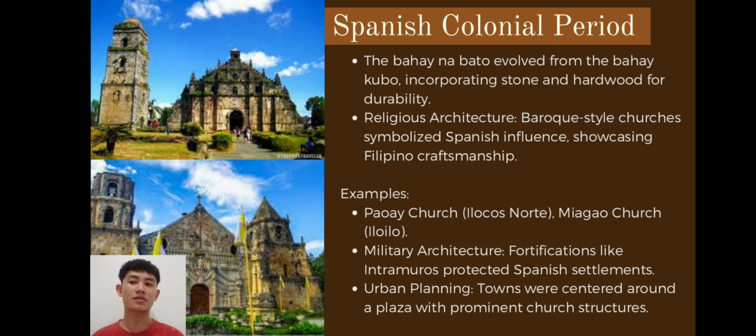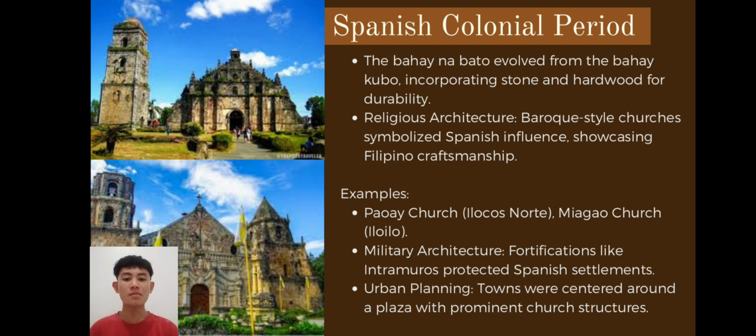Examples of architecture in the Spanish colonial period are the Paoay Church in Ilocos Norte. It is known for its massive buttresses. This church was built to withstand earthquakes, a testament to its durable and earthquake resilient design.